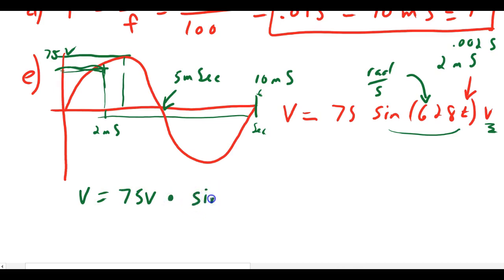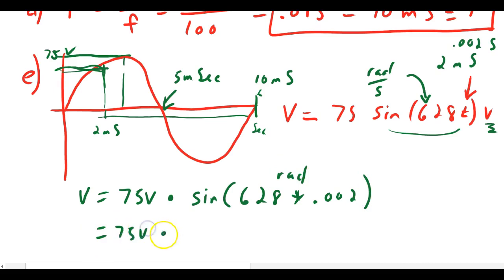And so basically V will be equal to 75 volts multiplied by the sine of 628 times 0.002. Remember, this is an angle in radians. When we multiply 628 radians per second by 0.002 seconds, we come up with 1.256. The unit is radians. That is an angle in radians.